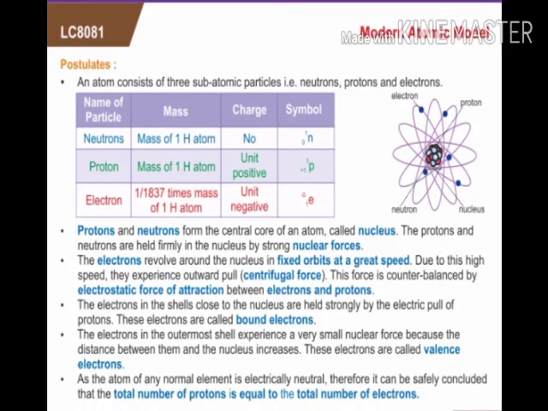This is a modern atomic model. Its postulates are given over here. An atom consists of three subatomic particles, which are neutrons, protons and electrons. Their mass, charge and symbol have been given in the table. Protons and neutrons form the central core of the atom called nucleons.